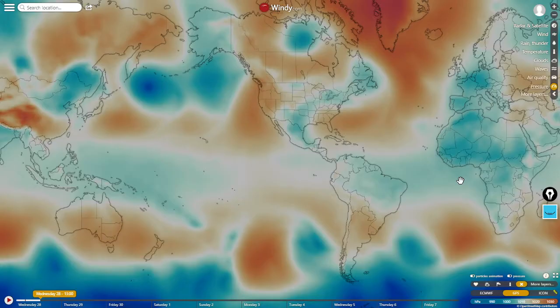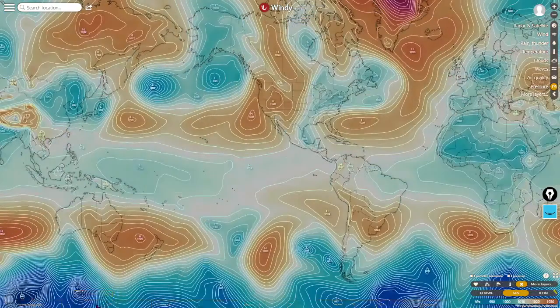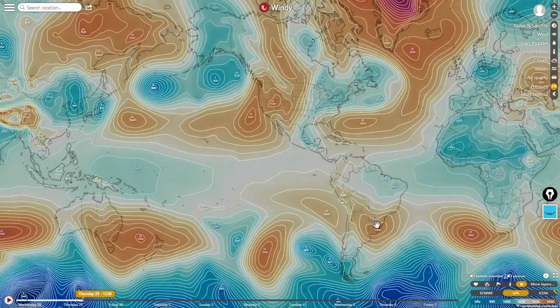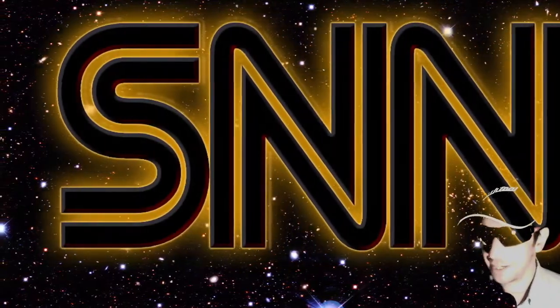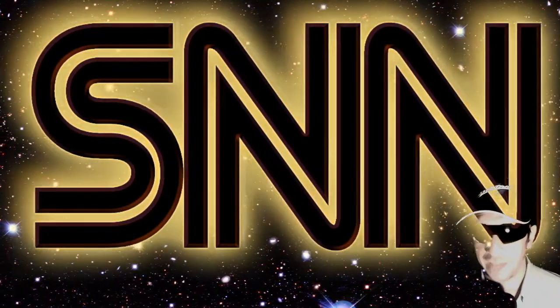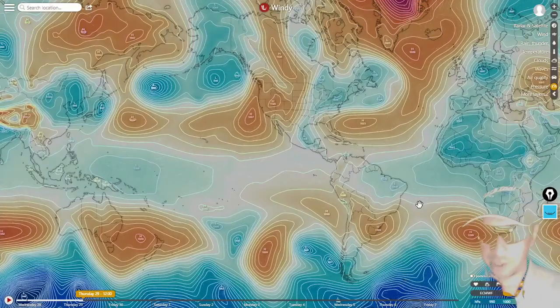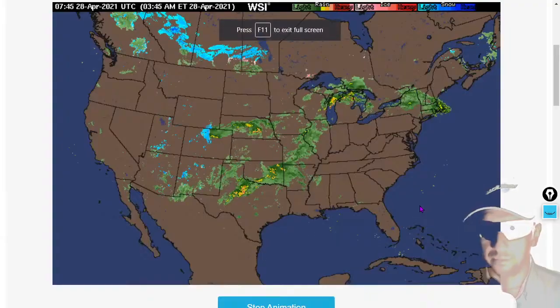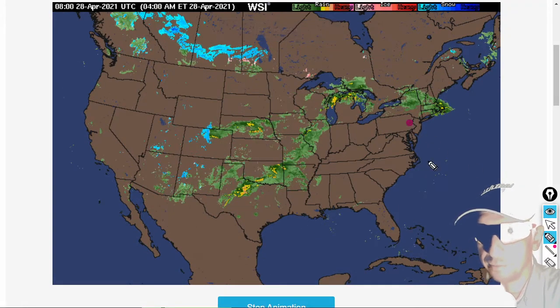Next, we're looking at pressure on windy.com. They've got a great mobile app, by the way. We're not paid to say that. I just use it. But in any case, there is the GFS forecast for pressure at 12 noon tomorrow. And if you're wondering where we're located, folks, we are located here in eastern Pennsylvania, Lehigh Valley, right about here.